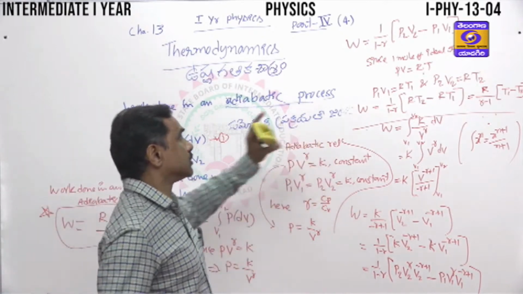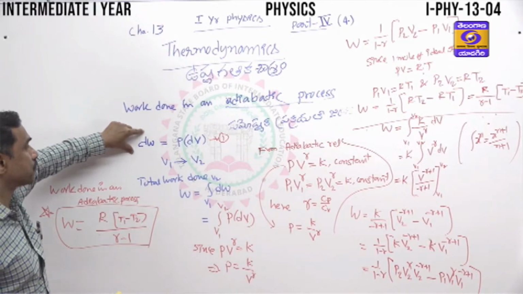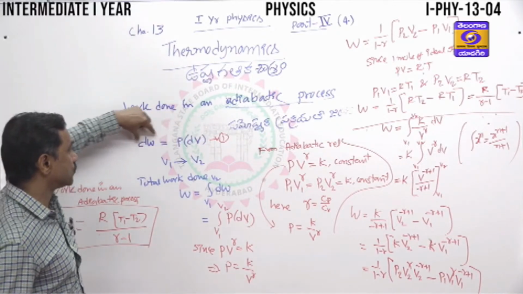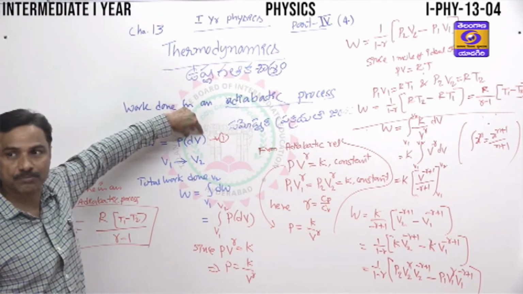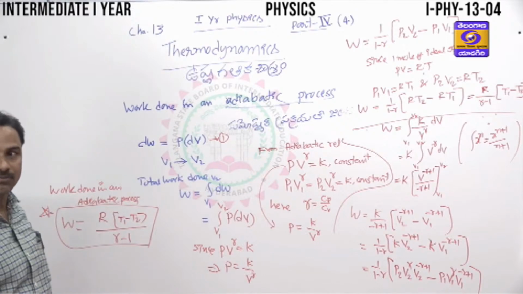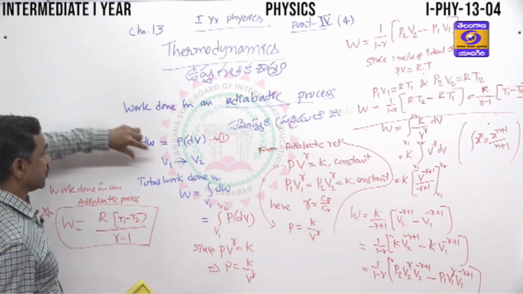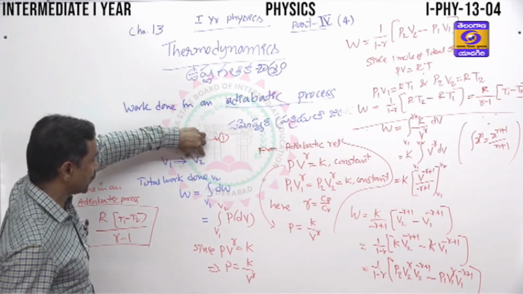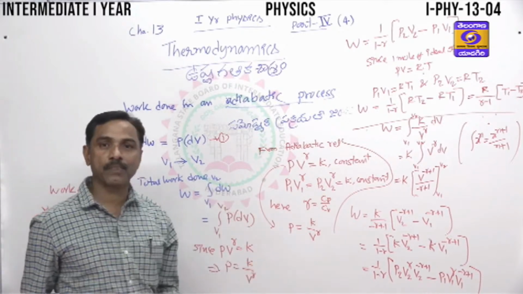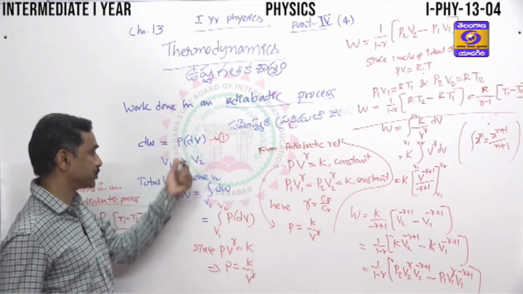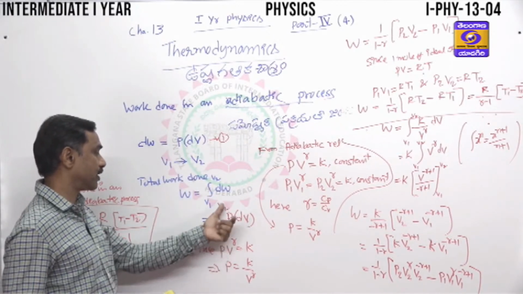Starting with work done in an adiabatic process. For a small change in the volume, small work done is given by P dV. In the previous chapter, we already derived this, the work done by the system in expanding the piston. If the volume changes from V1 to V2, then the total work done in an adiabatic process is obtained on integrating that above expression, with lower limit V1 and upper limit V2.